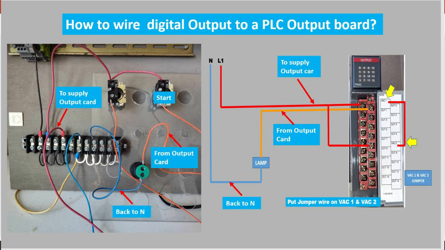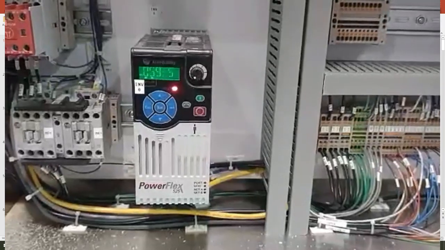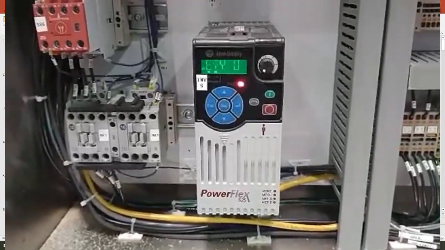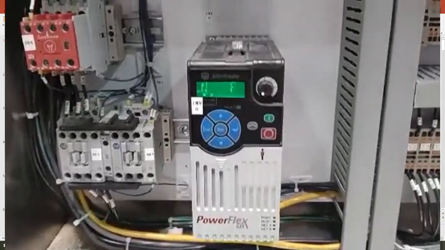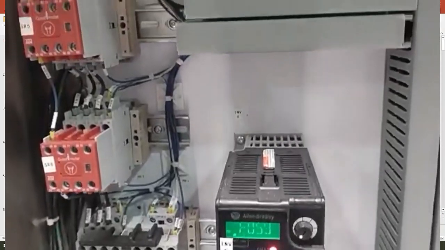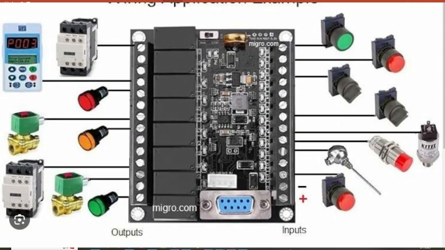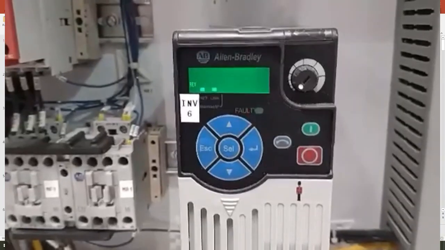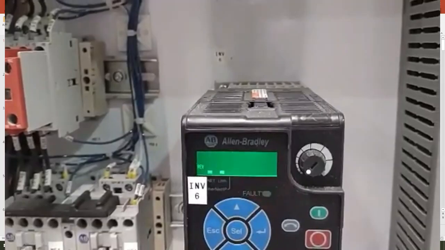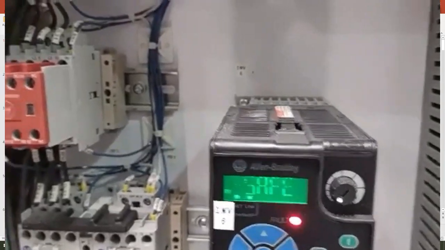How to wire digital output to a PLC output card. Output devices are actuators, relays, lamps, valves, or other components that receive commands from the PLC and perform actions on the system. For example, a solenoid valve can control the flow of fluid, a relay can switch on or switch off a motor, a lamp can indicate an error or a status.